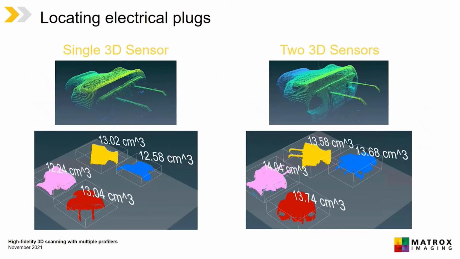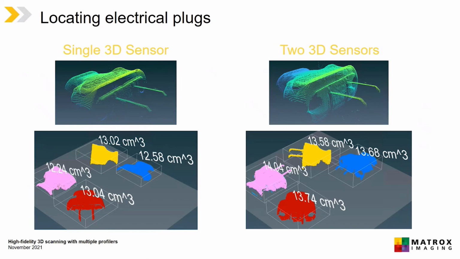The final example is locating electrical plugs. In this slide, you can see the electrical plug scanned using a single Altice on the top left. On the top right, we have the exact same plug, but scanned using the 2 Altice configuration. We can clearly see that the plug on the right has a lot more information than the one on the left. It is especially true on vertical faces of the plug that an Altice scanning from the top cannot see.